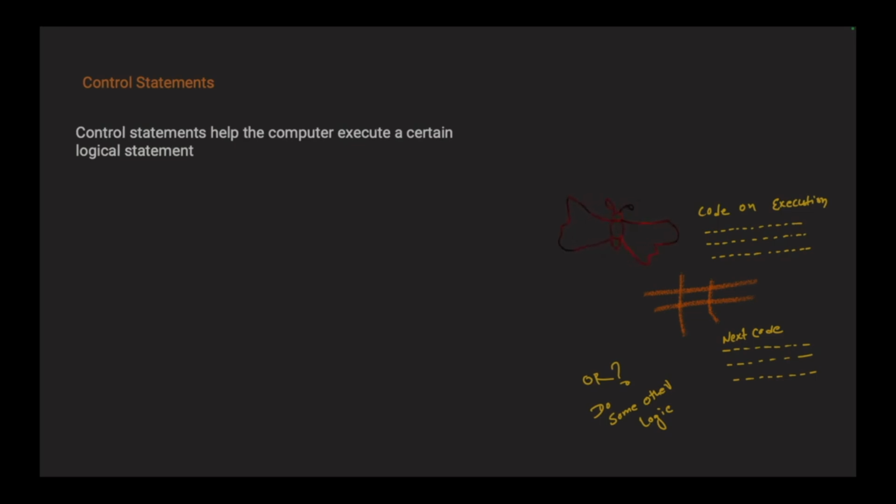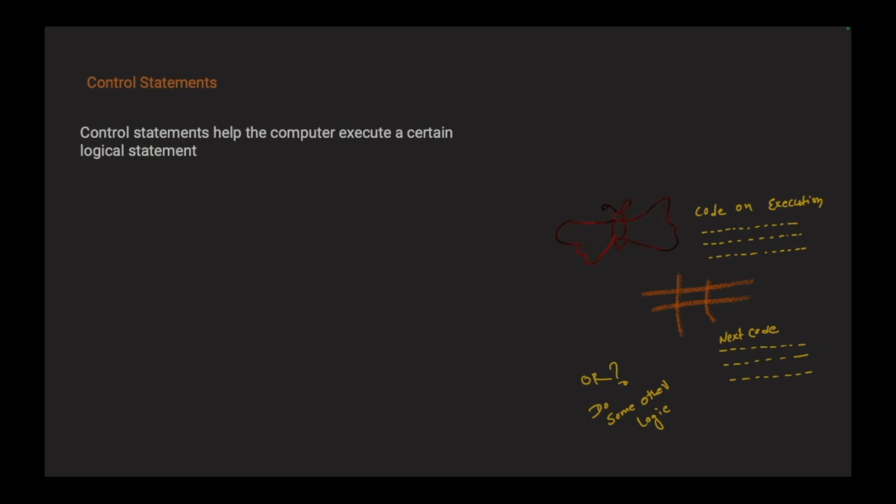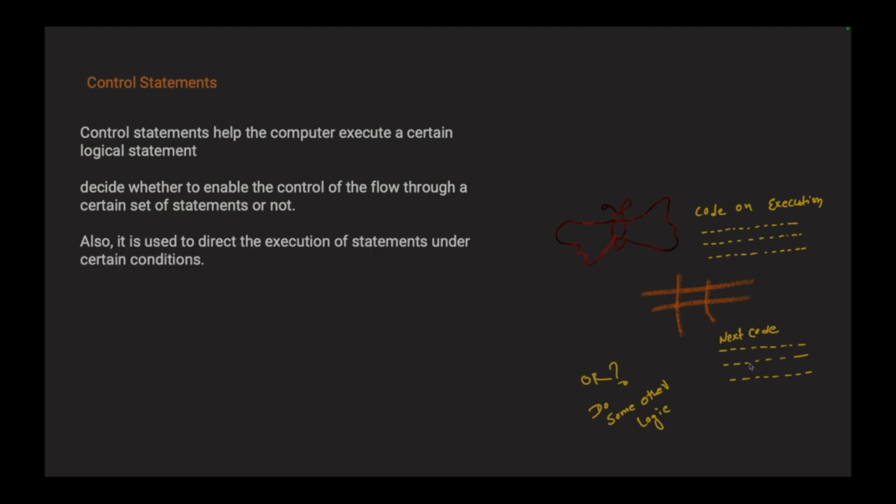Let us assume a butterfly that is flying over the code. It will first go to the first flower, for example, the first part of the code. It will continue to fly until it gets some condition or some barrier. After that, it will fly over to the next flower or next code, and again execute the code in a serial or procedural manner. It will decide whether to enable the control of the flow through a certain set of statements or not, or it is used to direct the execution of statements under certain conditions.